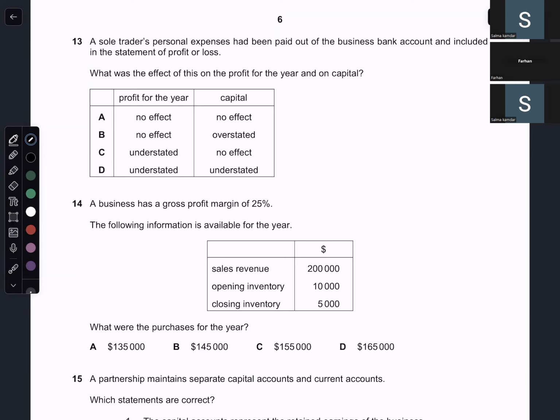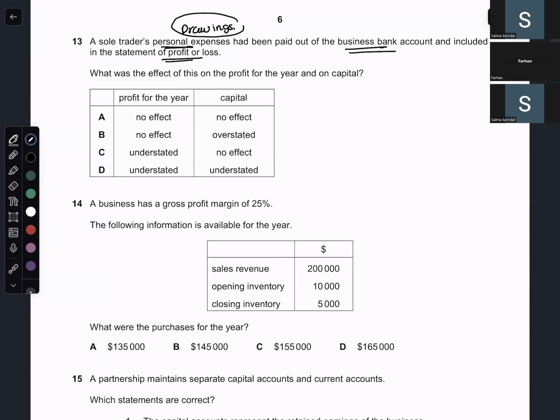Miss, what do you mean? Personal expenses had been paid out of the business bank account? What does that mean? It was his personal expenses, which means it was his drawings. Drawings are given from the business bank account. So if his personal expense is paid from the business, it becomes drawings. And it is included in the statement of profit or loss.